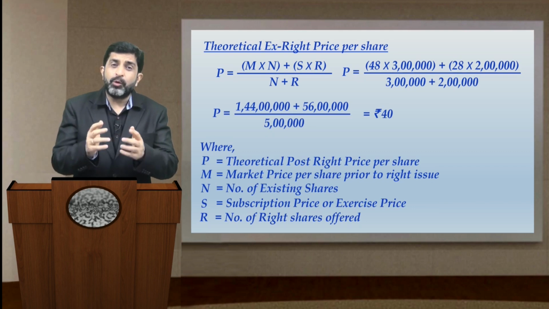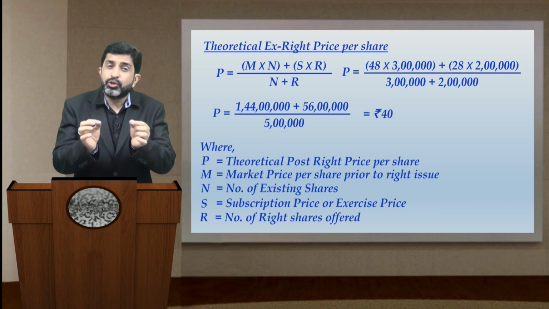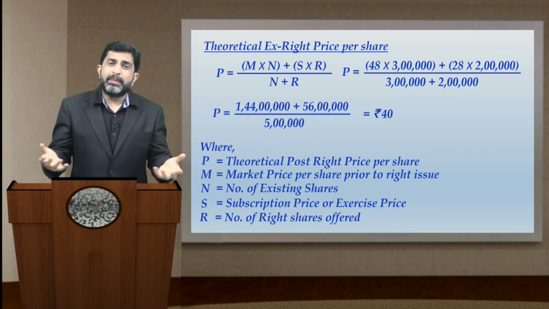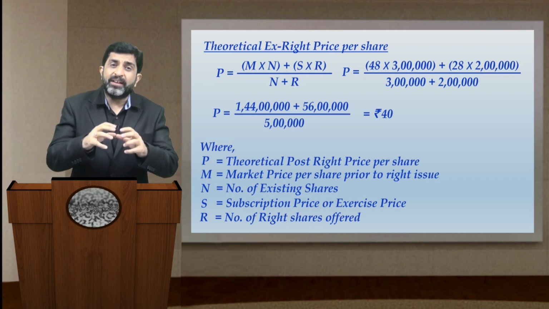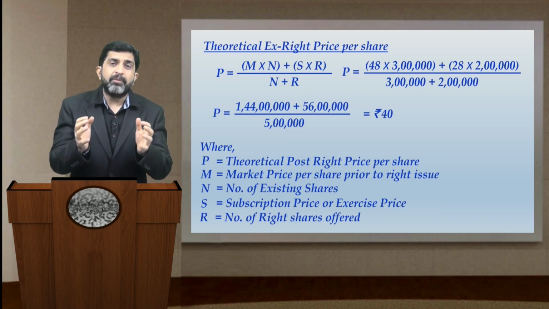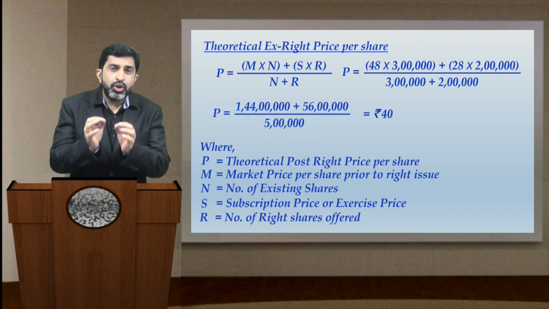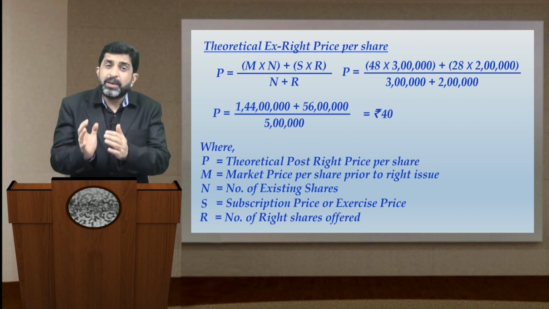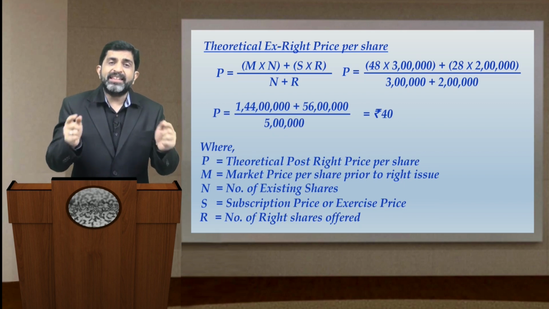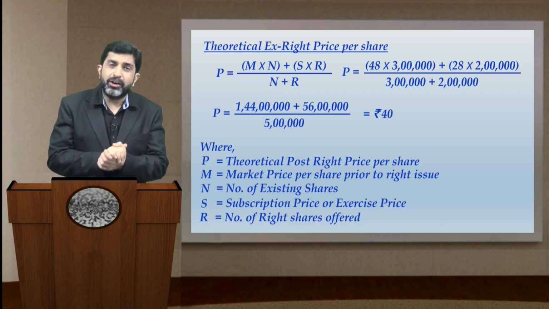The simple reason why we call that value theoretical is that after rights have been exercised, there will be many factors that can influence the value of the share or the price of the share in the stock market. But we are computing the theoretical ex-right price, meaning we are giving purely the effect of the right issue only, and that is why this value is a theoretical value.